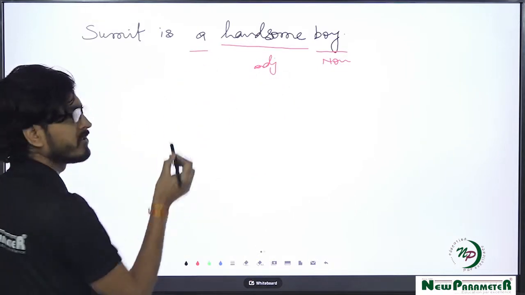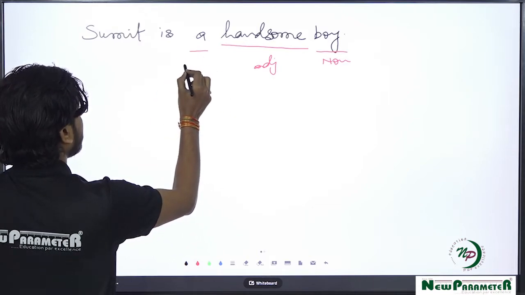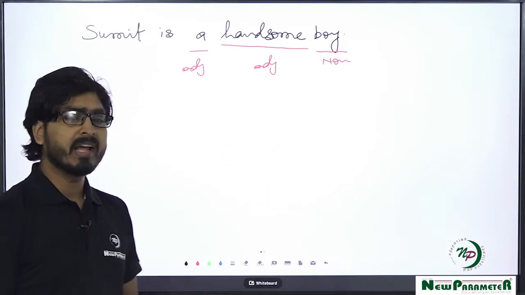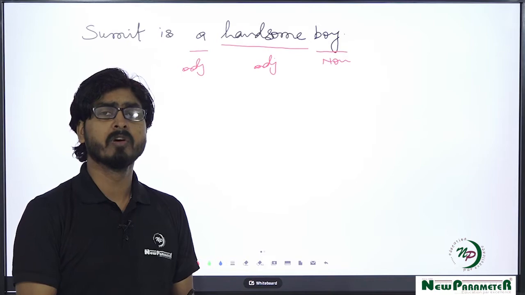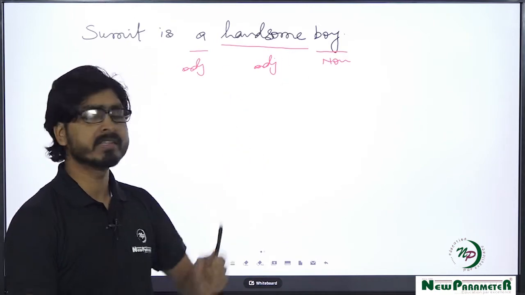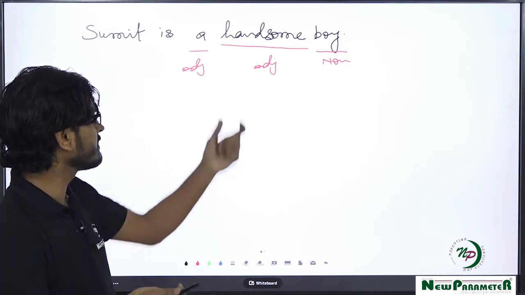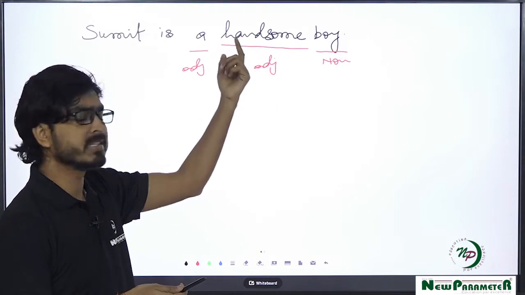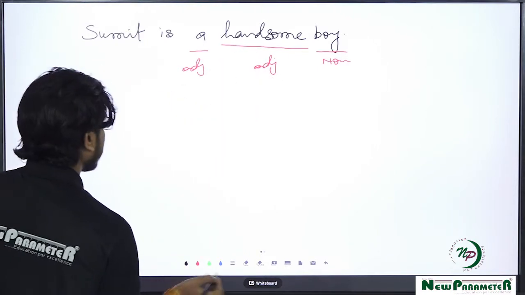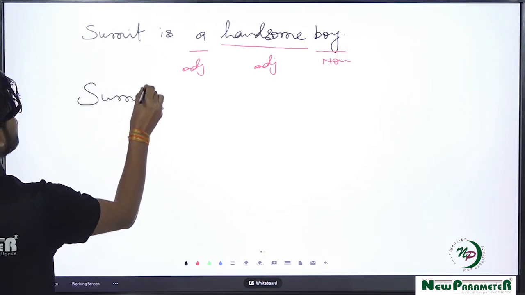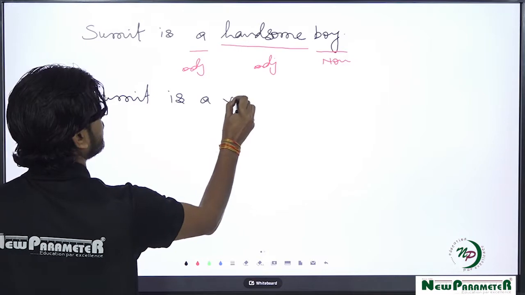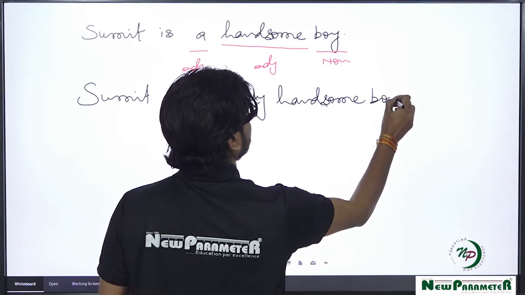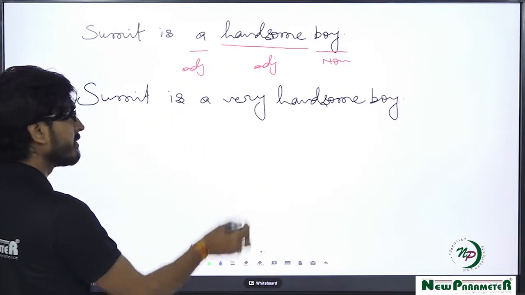We can say he is also an adjective; we'll see it in the latter part. But we can say handsome is an adjective. But we don't have the degree of his handsomeness. We don't know to which extent this boy is handsome. So we can add something to this word handsome. In other words, we can modify this adjective. So in another sentence, you'll see, Sumit is a very handsome boy. Now, what is the basic difference between these two sentences?